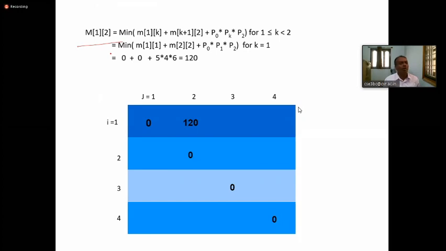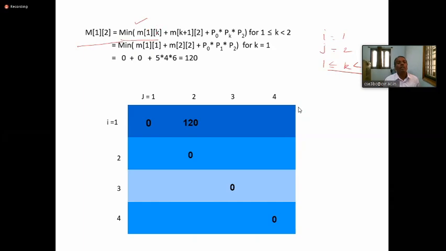Then again the formula is the same, for 1 comma 2. That means what is I? I is equal to 1, K is equal to 2. K varies from 1 is less than or equal to K is less than 2. Are you clear? Then if I apply this, M of I is equal to 1, K is equal to 1, M of K plus 1, that means 1 plus 1, that is 2.